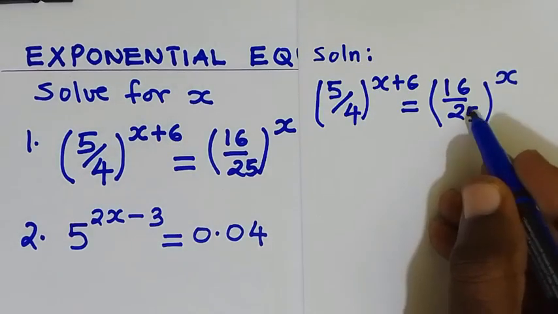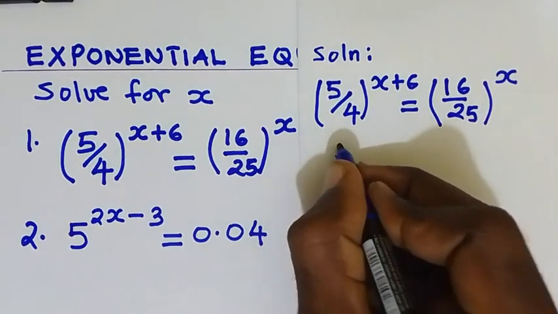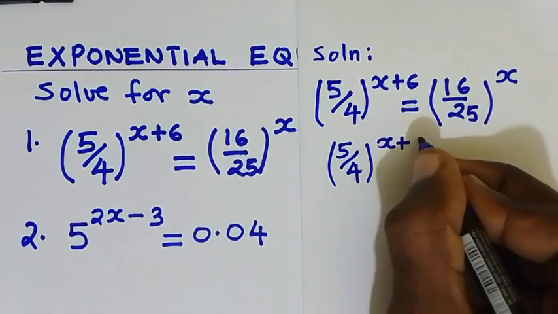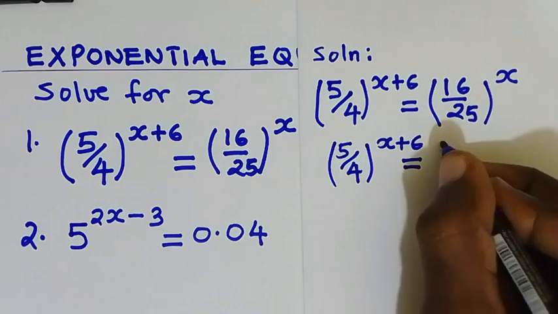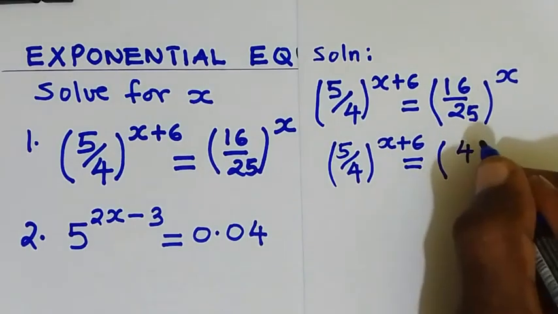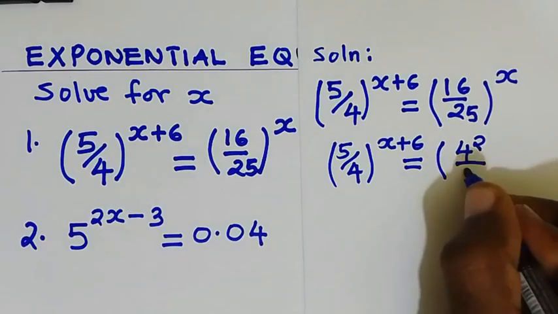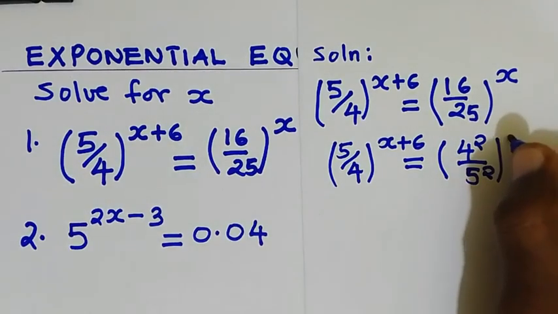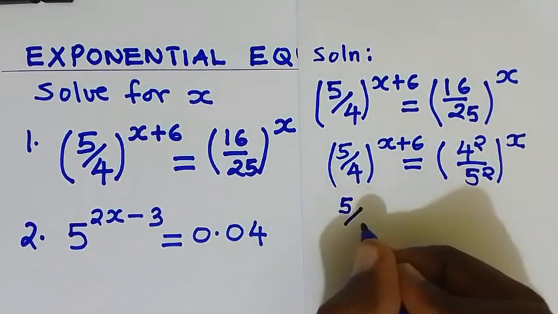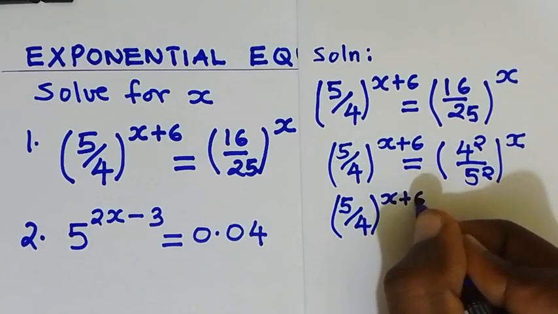I'm going to simplify 16 over 25 into power form. That is (5/4)^(x+6) equal to... 16 is the same as 4 power 2, over 25 is the same as 5 power 2, but this is power x. This is the same as (5/4)^(x+6).